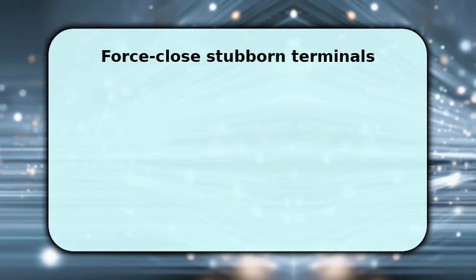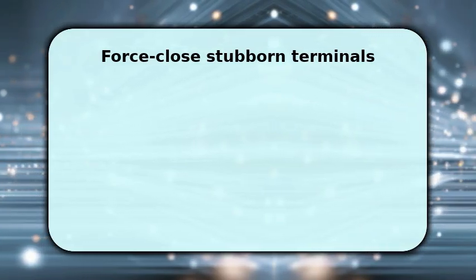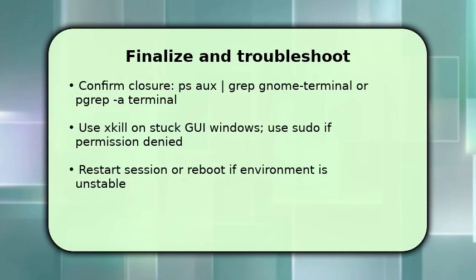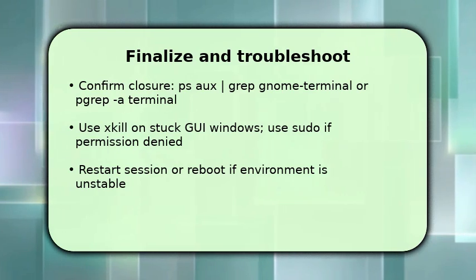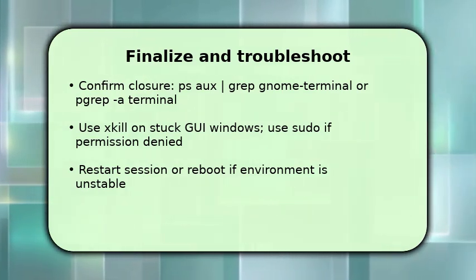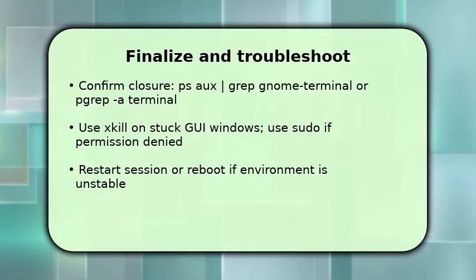Once done, verify no zombie processes remain with ps or top, then proceed to final cleanup. To finish, confirm the terminal is gone by running pgrep -a gnome-terminal or ps -aux | grep terminal from another session. This ensures no orphaned instances remain.